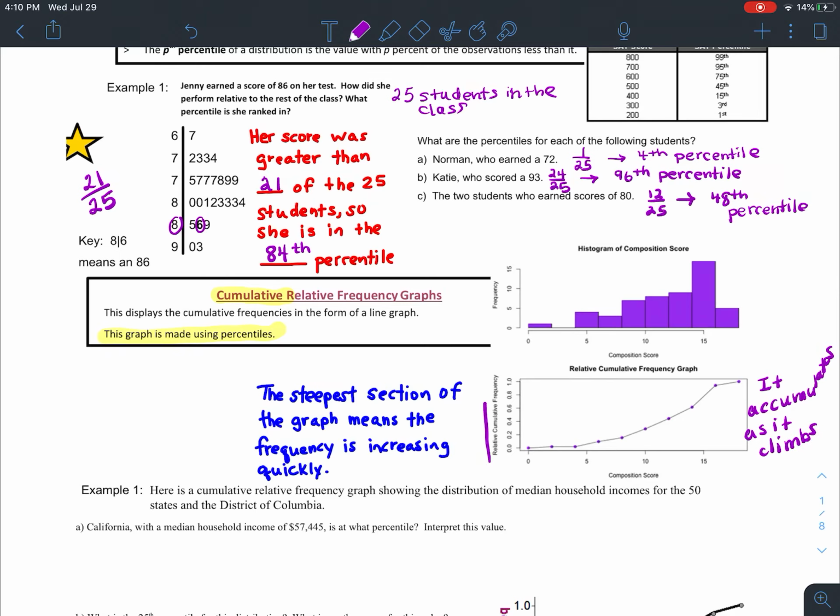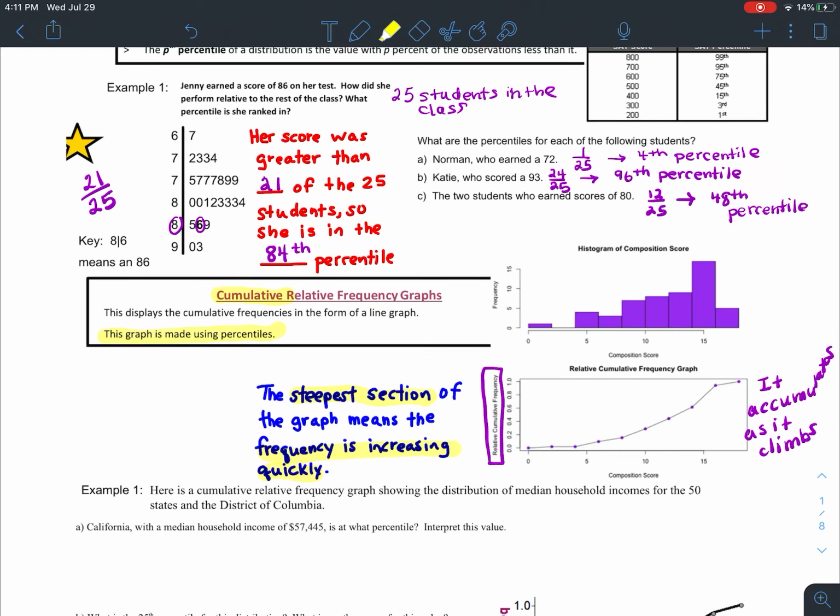Okay, now look at what the left side represents. Okay, this is representing, when it throws in the word relative here, this is climbing up to 100%. So when you get all the way to the end of the graph, you've now accounted for 100% of the data.